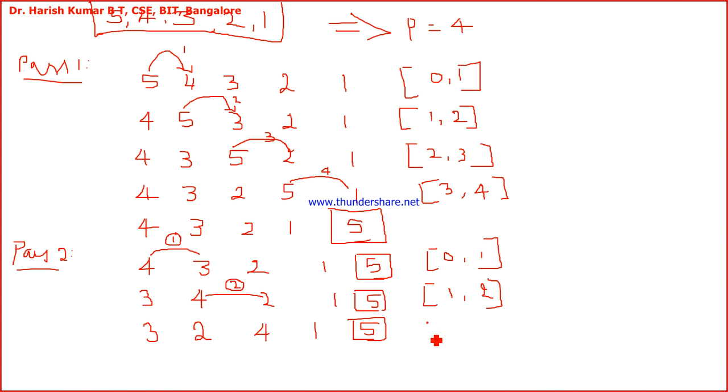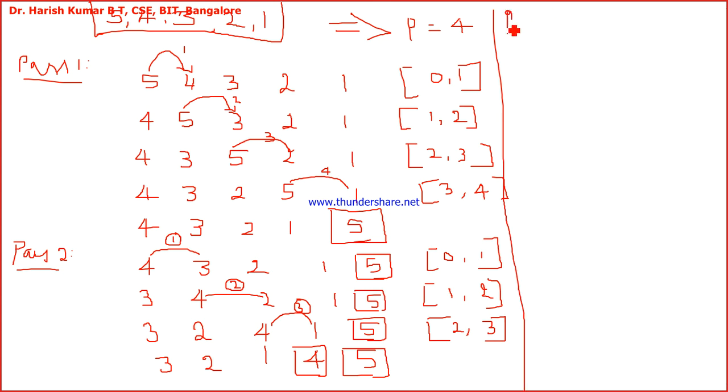Next we are comparing the element at index 2 and index 3. This is the last comparison in pass 2, the third comparison. So 3 2 1 4 5. Now we have the second largest element also taken its proper position. So 4 and 5 are in their proper positions right now.